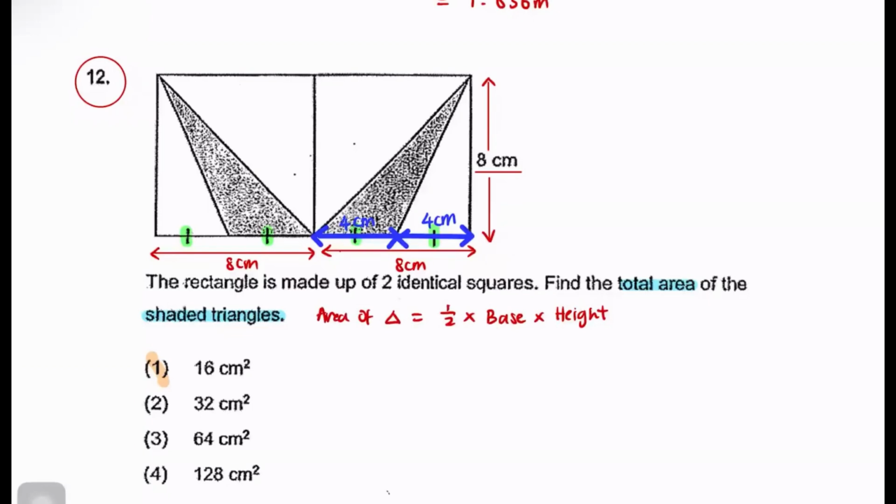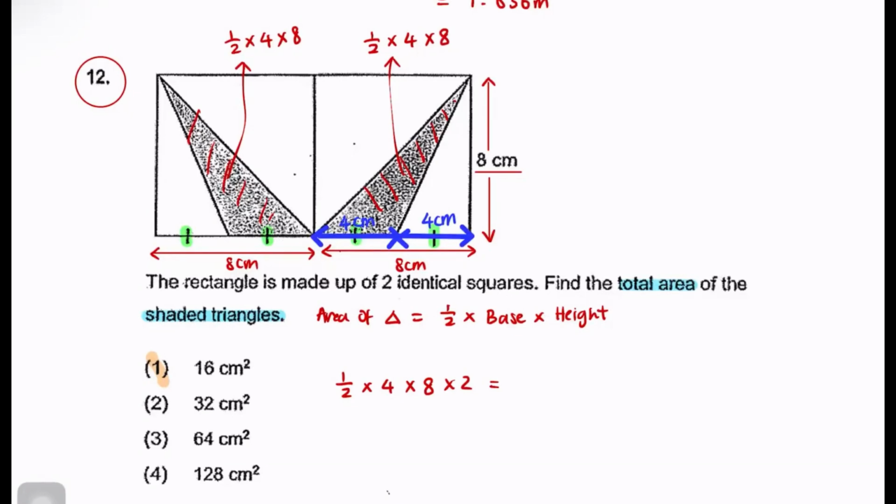8. So actually, one triangle is half times 4 times 8, right? One of the triangles. Now I have two triangles. So what's wrong? One of them, the area is half times 4 times 8. The other one, identical, so it is also half times 4 times 8. So actually, it is just half times 4 times 8, then times 2 because you have two triangles, right?